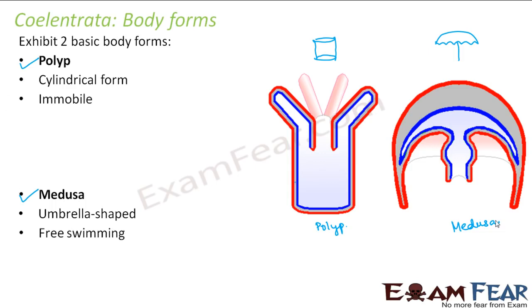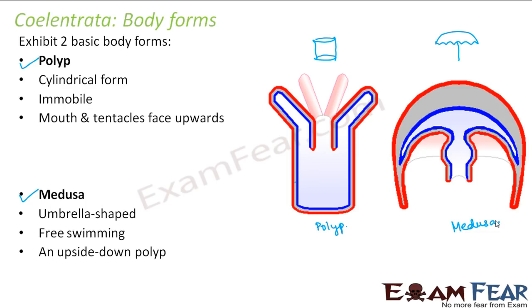Another difference is that polyp is immobile. That is, this cylindrical form is not capable of moving from one place to another, whereas medusa is free swimming, because Coelenterata are all marine, aquatic, right? So medusa can swim, but polyps cannot. In polyp, mouth and tentacles face upwards. So here, this portion is the mouth and these are the tentacles. Both the tentacles are facing upwards, and the mouth is also facing upwards.